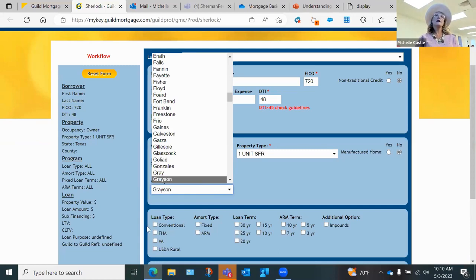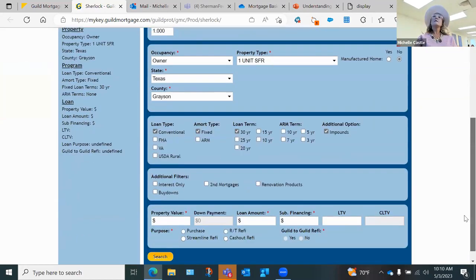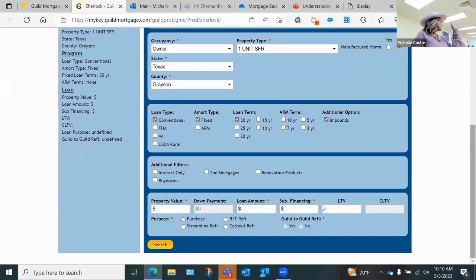Okay. Conventional loan. Fixed rate. 30-year. And because they're 8% down, they do have to do escrow. So I'm marking the impound box. We're not doing any buy downs or funky anything else, just plain Jane. And we'll do this as a $325,000 house. And 92% debt to income. This is a purchase.